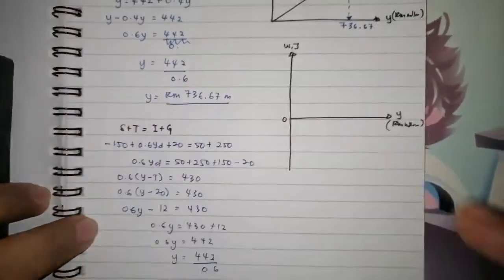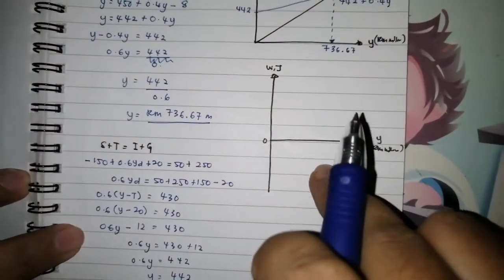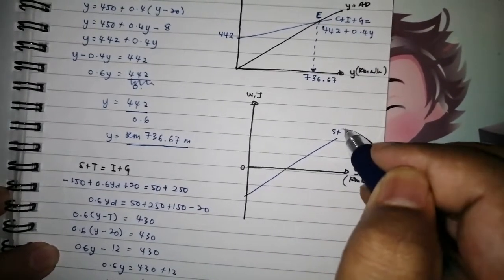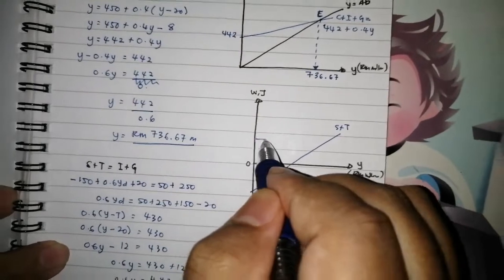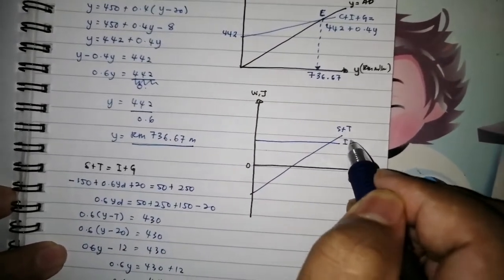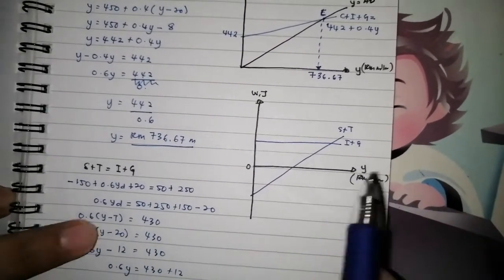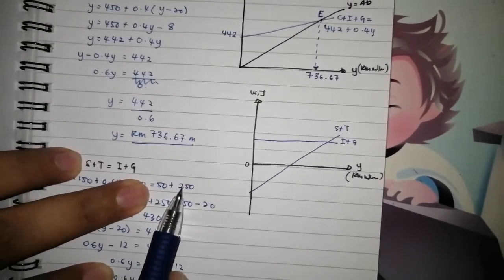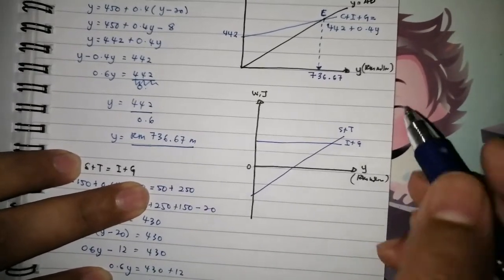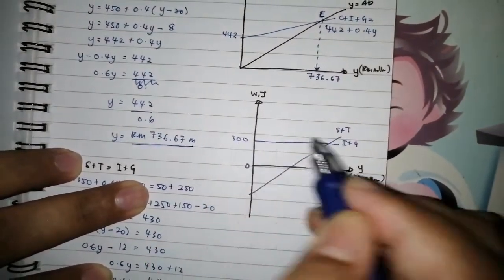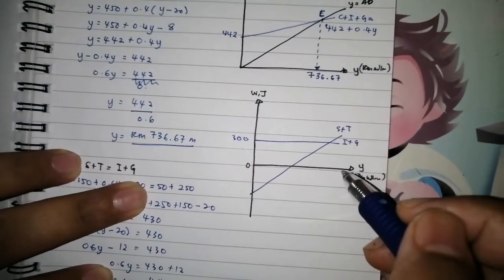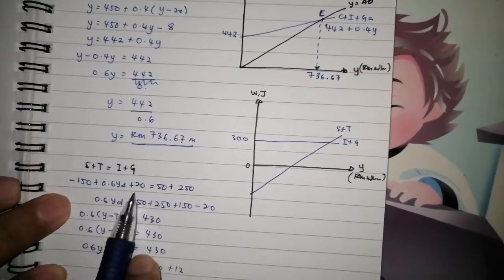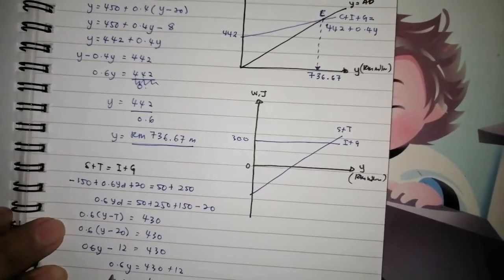Okay, so to insert the information into the diagram. Equilibrium occurs when S plus T intersects with I plus G. Okay, what is the amount of I plus G? I plus G equal to 50 plus 250 equal to 300. So here is 300. Then the equation for S plus T. So what is the amount of S plus T?